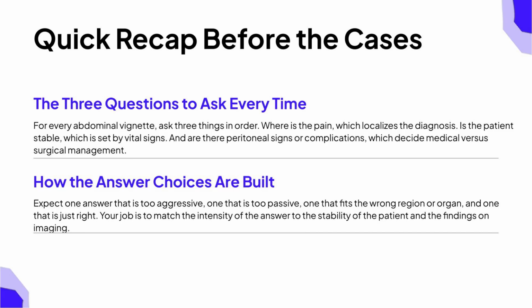Now, a word on how the answer choices are constructed. The writers almost always give you one choice that is too aggressive, one that is too passive, one that fits the wrong region or the wrong organ, and one that is just right. Your job is to match the intensity of the answer to how stable the patient is and to what the imaging shows. Keep these filters loaded as we finish with bowel obstruction and diverticulitis.